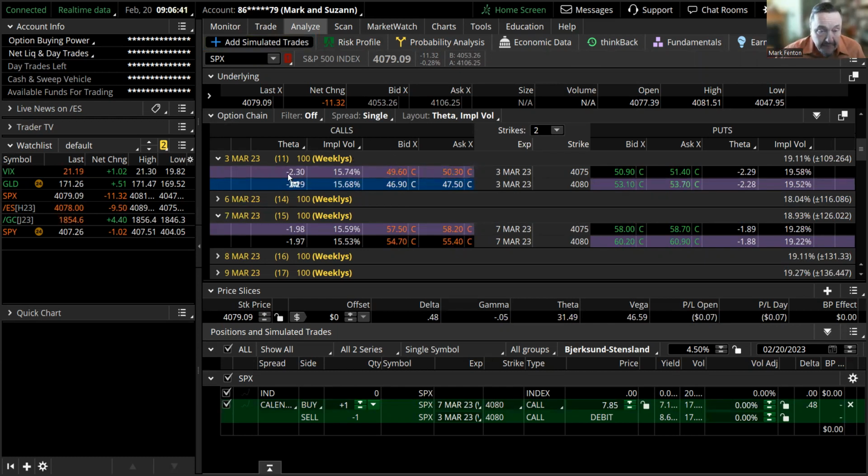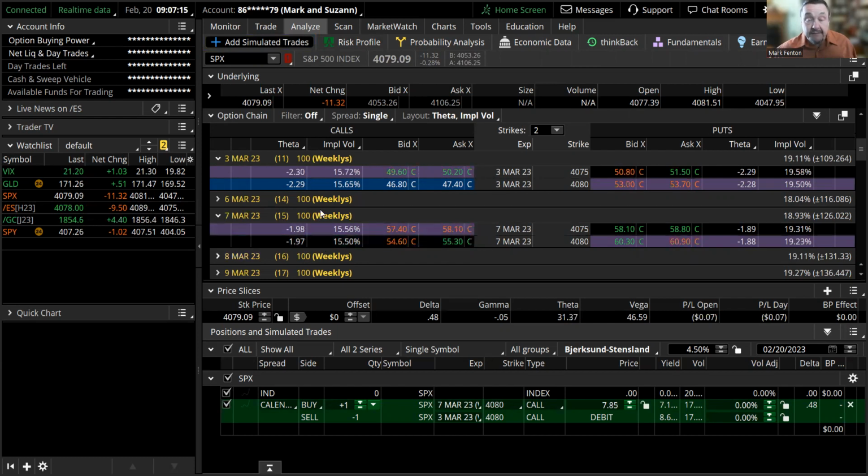And if we look at it here, each option has its own theta decay. So we can look here at the 40.80, and we can see that its theta decay is currently $2.29 a day. That means every day that passes, it loses $2.29 of its value. Currently, it has $47.50 of value. But every day that passes, it loses $2.28. But the one that we bought out in March, the 7th, only loses $1.97 a day.